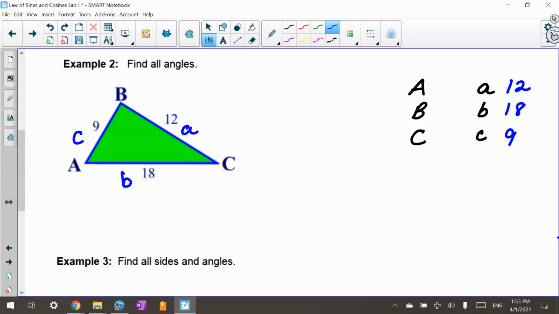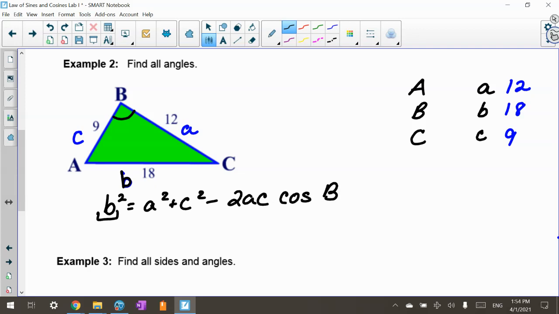So basically here, you can kind of start wherever you want to. I started with finding angle B first. I don't know why I did that, but I just started here. So I don't have any angles, so I cannot use the law of sines. So what I'm going to use here is the law of cosines. So I want to find angle B, so I'm going to use this pattern, b squared equals a squared plus c squared minus 2ac cosine B. That's the pattern because I'm looking for cosine of B, or the angle B.